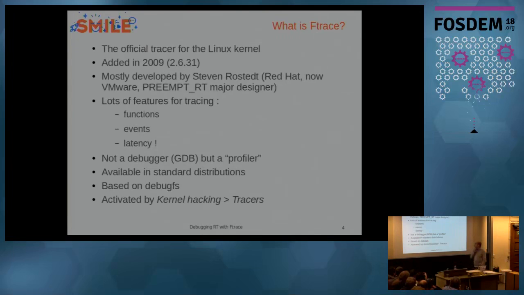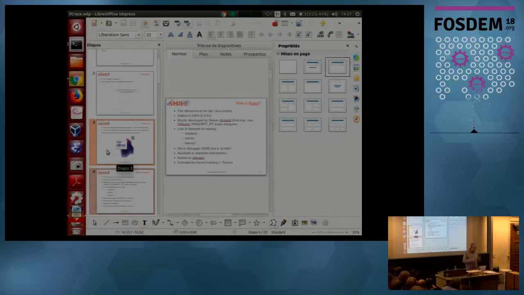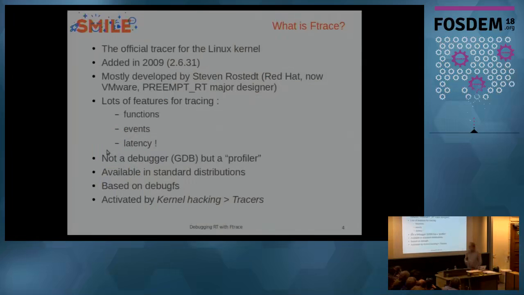So there are lots of features for tracing. You can trace functions, you can trace events and latency. It's not a debugger, but it's a kind of profiler. So I say debug applications with Ftrace, but it's not really a debugger. It's available in most standard distributions. For example, on my Ubuntu, you can use Ftrace. I will show you. And it's based on debugfs.